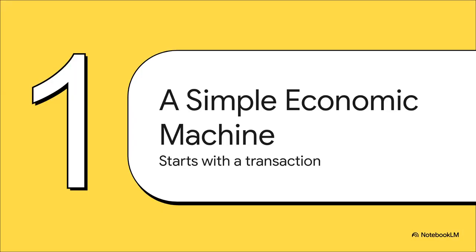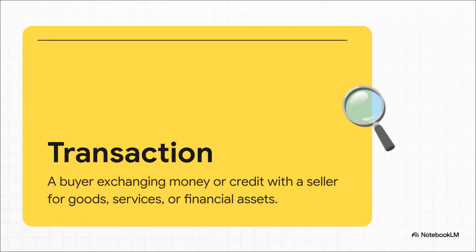All right, Section 1. Look, if you want to understand the entire economic machine, you've got to start with its single, tiniest part, the transaction. You and I do this 1,000 times a day without even thinking about it. You know, buying a coffee, paying your rent, investing in a stock. It's all the exact same thing, a simple exchange. A buyer and a seller using either money or credit.